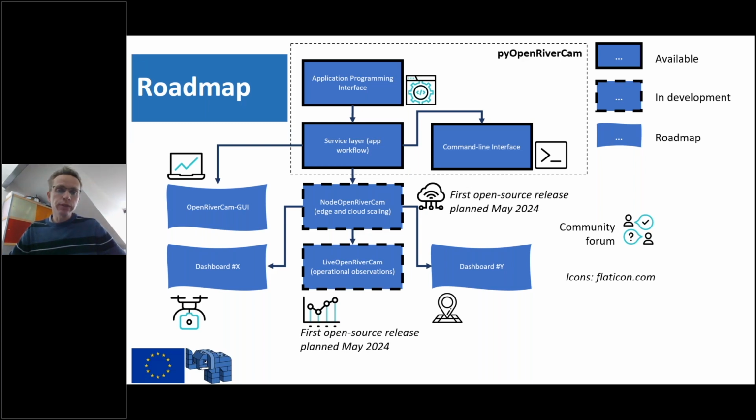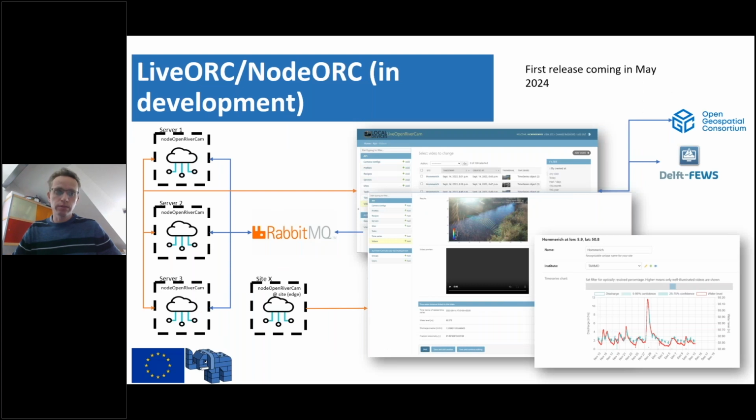And then Live OpenRiverCam is the dashboard that orchestrates everything. You can have multiple sites, you can have multiple Node OpenRiverCam instances running in the cloud, and you can see your videos, your results, your time series, etc. So this is what it looks like in practice. It's still under development, to be released also in May 2024, most likely.